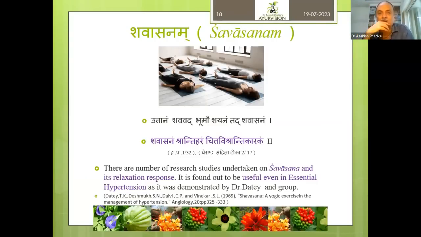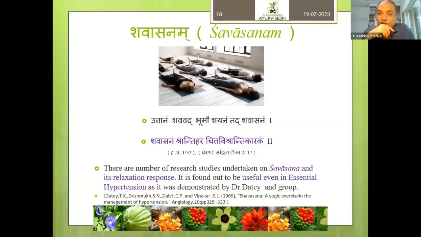And if you know what Shavasana is: Uttanam Shavad Bhumau Shayanam Tat Shavasanam. So we know the definition part, we know how it is to be practiced. From school to school, yoga schools, there are some variations. So considering everything in mind, what remains unchanged is the second line, that is Shavasanam Shrantiharam Chitta Vishranti Karakam. It makes you stress free, anxiety free, and it gives you a great physical and mental rest. So that is the benefit of Shavasana.